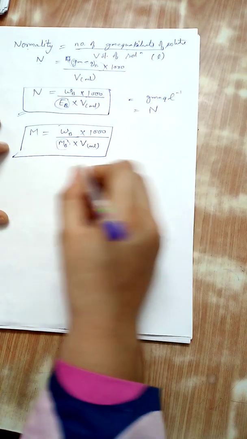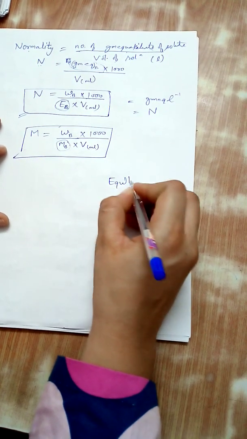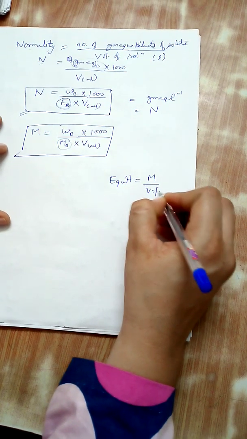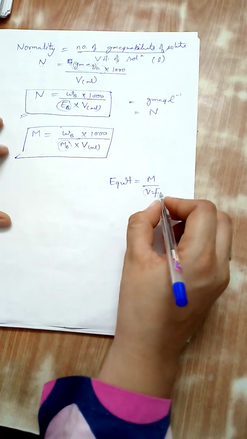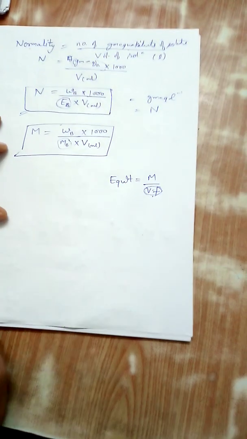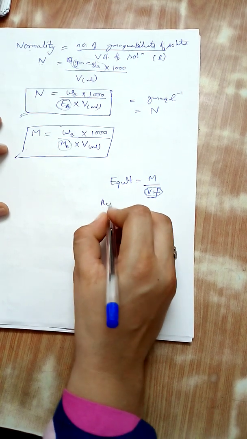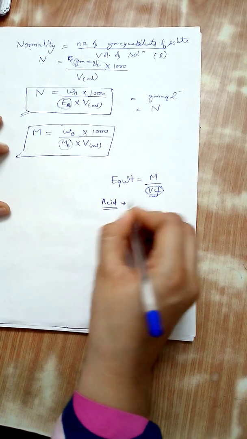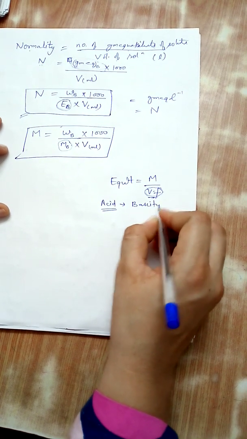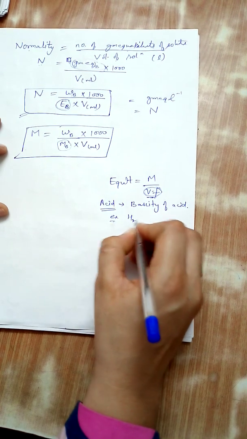So we can see this thing here, that equivalent weight is always molecular weight divided by valency factor. This valency factor is the major term here. What is a valency factor? Valency factor is like, if we are having an acid, so in the case of an acid, the valency factor will be the basicity of the acid. Basicity of the acid. For example, if we are having H2SO4.